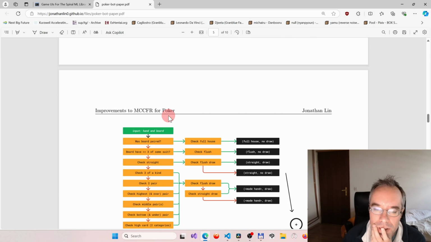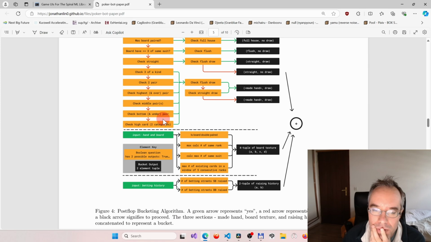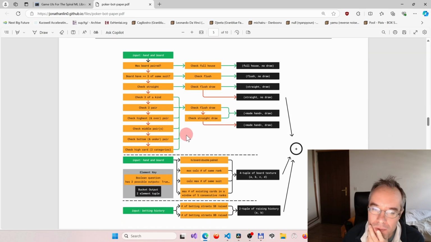Yeah, so I guess we're going to have to do some pattern matching.